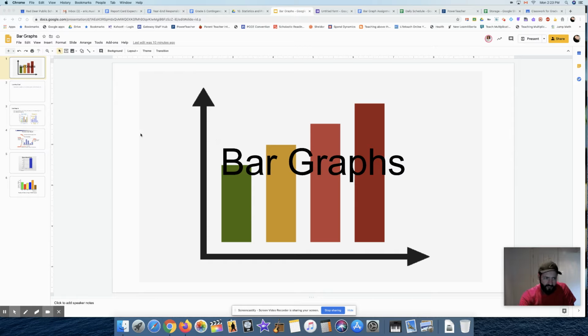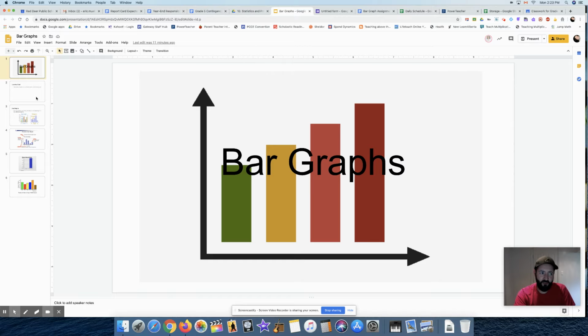Hey, grade fives. Today, I'm going to teach you about bar graphs. Now, you may think that this is completely unrelated to collecting data, which is what we did yesterday. I taught you how to make Google Forms yesterday. But by the end of today's lesson, I hope you realize that collecting data is just the first step in being able to create a bar graph.